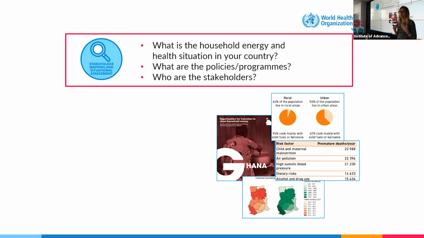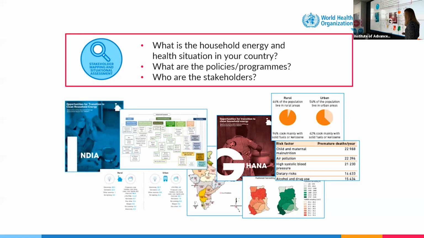What are the policies and programs that are currently in place that might be related to health, from household air pollution to the actual use of technologies and fuels in the home, or some environmental regulations, etc.? So it really tries to map them all out. And then it helps you really understand who's working on what.